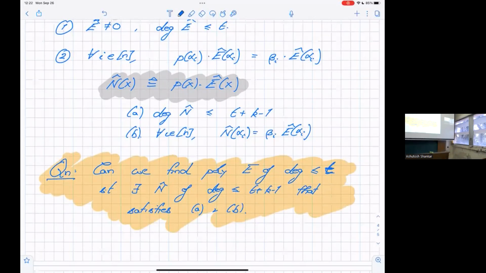Firstly, can we solve this problem? This is a related problem to this one. Can we solve this question? And if we solve the question, is it useful? Once I solve this, I'll get some E, not necessarily E hat. Is that E any useful?